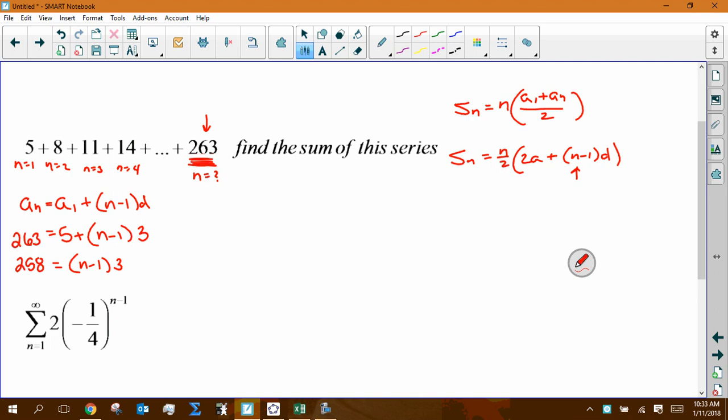We should be able to take 258 and divide it by 3, and that gives us 86. So 86 is equal to n minus 1. Now I'll add 1 to both sides, and n becomes 87. So this term of 263 is at the location in my list of being the 87th term.